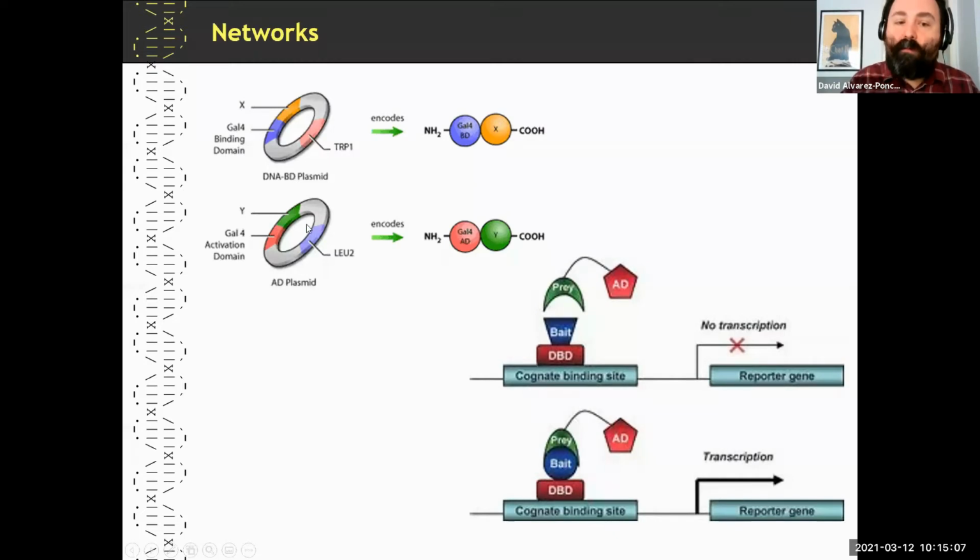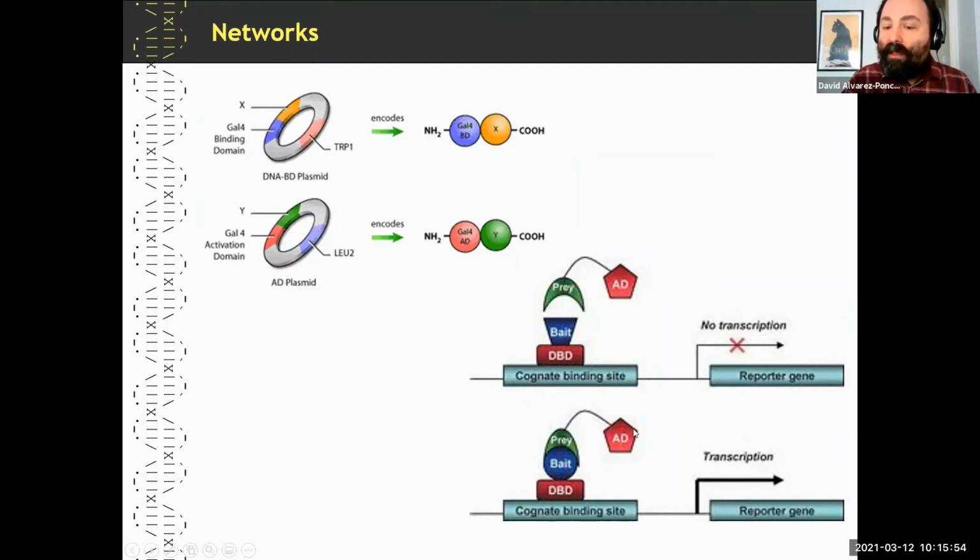And then you do the same with the other protein. You put here the gene encoding protein Y, and next to it and in frame, you put a gene part encoding another part of the transcription factor. So when you put these two plasmids into a yeast cell, the yeast is going to express these two proteins, one which is your X protein next to a domain of a transcription factor, the binding domain, and the other next to the activation domain of the same transcription factor.